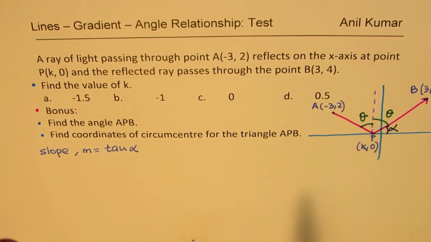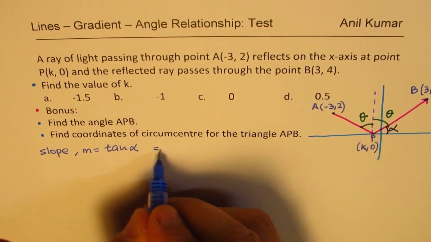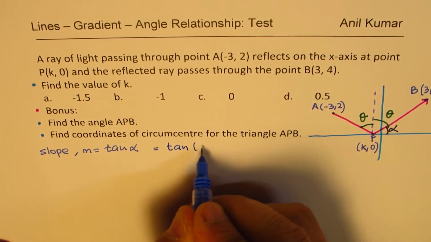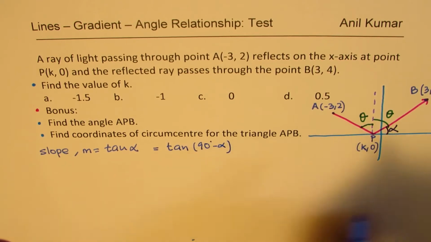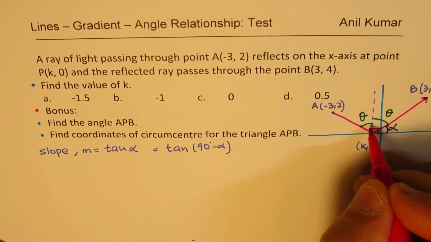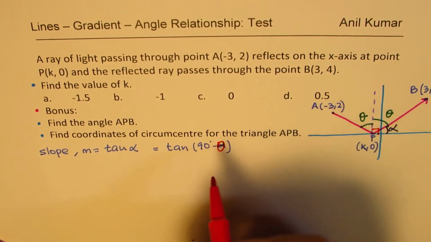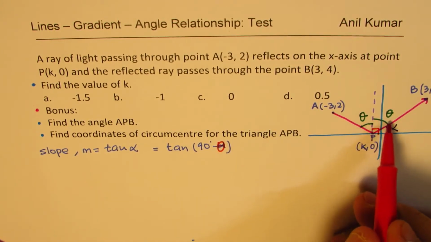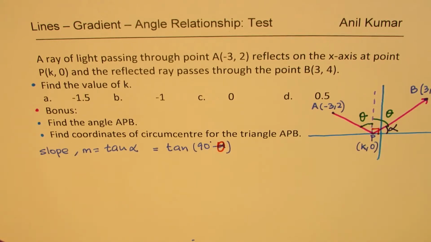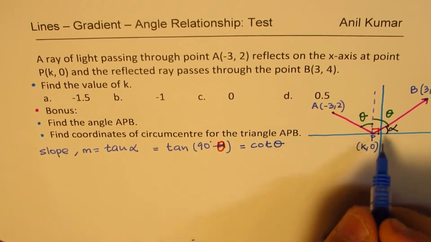Now if you look into this scenario, you can always see that this angle alpha can also be written as, tan of 90 minus theta, correct? Since this line is normal to the x-axis, so total is 90 minus theta, sorry. So this angle alpha is 90 minus theta, right? So tan of 90 minus theta is cot theta, correct?